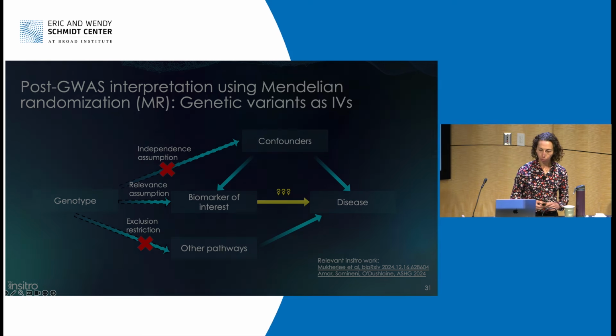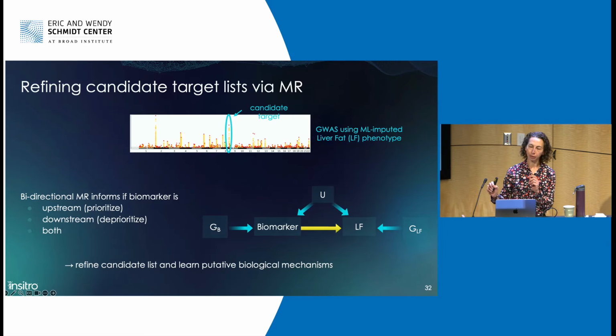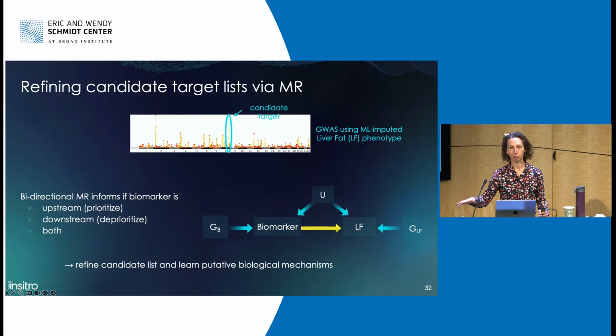So one place that we use Mendelian randomization is thinking about reprioritizing our target lists, where we do a bidirectional MR, and we say for each one of the biomarkers that was used to impute liver fat in this case, try to understand whether that biomarker is upstream or downstream of liver fat. Because if a candidate target that we're interested in is associated with some biomarker that we've learned to be downstream of liver fat, we're going to deprioritize that target.